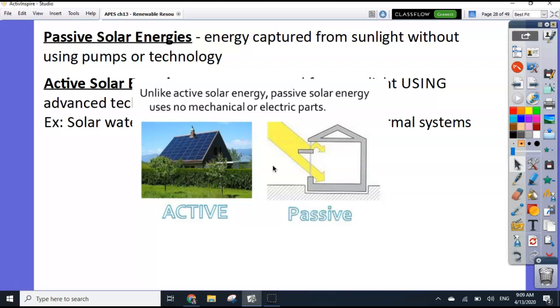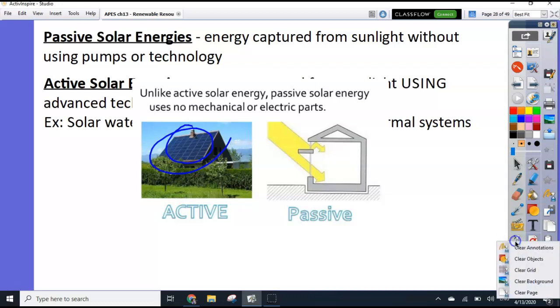So passive solar energy is energy captured without using pumps or technology, okay? Basically, like this picture shows, with active solar power, you've got solar panels, you've got a bunch of technology. Passive, you're just going to design your house so that it can harness as much solar energy as possible, okay? So for example, you could even think of a greenhouse as being passive. It doesn't use any technology, but because we design it all in glass, it allows the light to come in and it heats up that area.